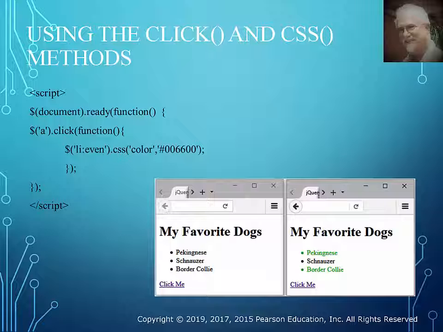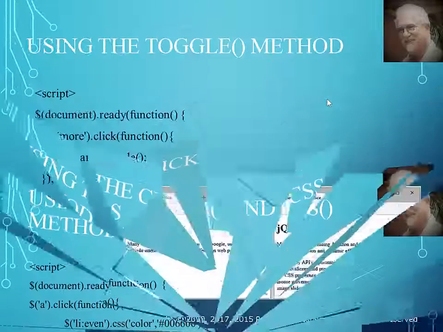Every even element. And we look at the example here, and we see that Pekingese and Border Collie were changed to green. Why are those even? Yes, 0. The counting begins with a 0. 0 is an even number. Huh. Didn't know that, huh? 0 is an even number.